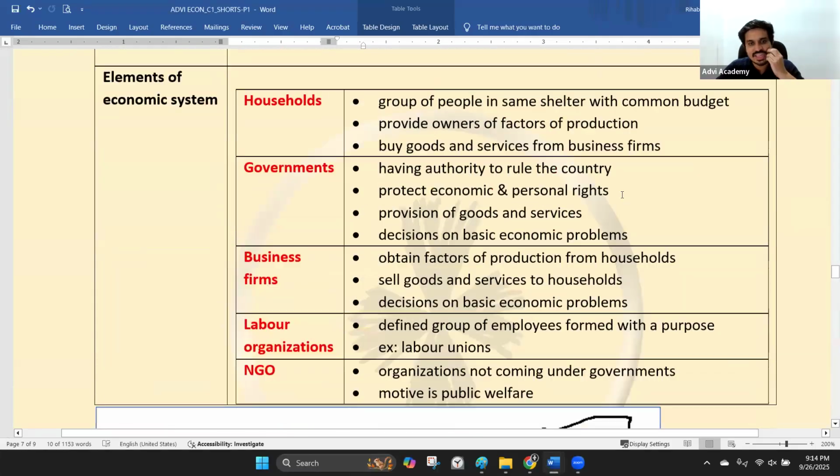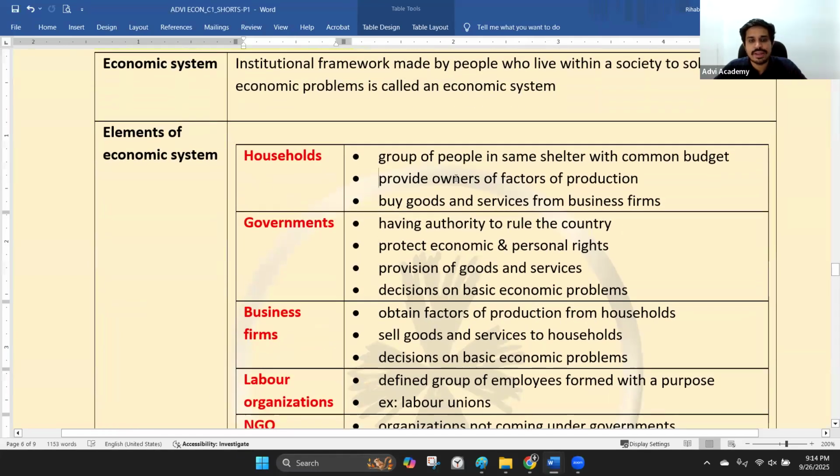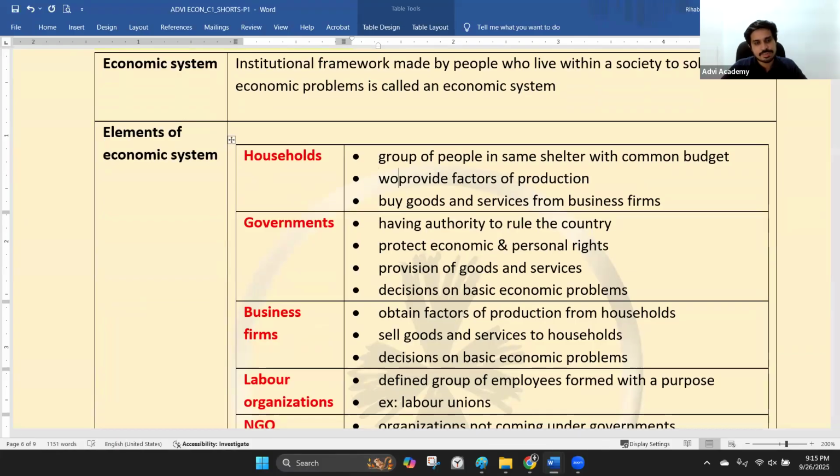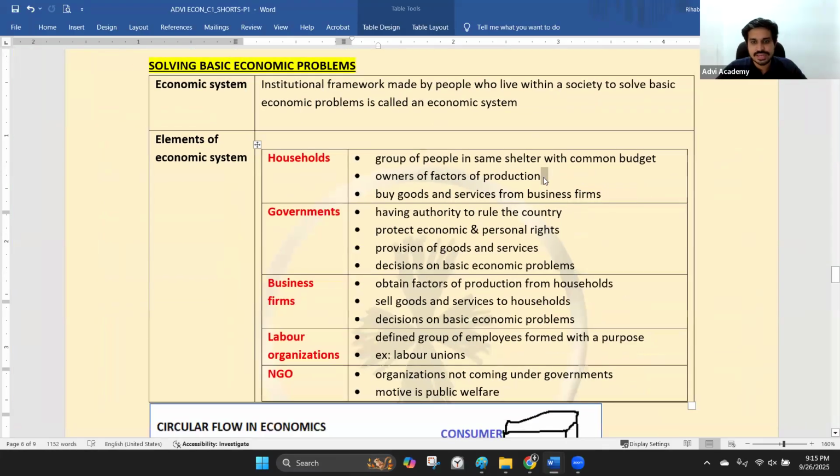There was a comment saying, okay, this households, good point, this says provide owners of factors. Remove the owners part, you can just say provide factors of production, or owners of factors of production. Let's just keep the owners part. Owners of factors of production. Remove the provide. Take a screenshot of this. I just made a small edit in the households part. So they are the owners of factors of production and they buy goods and services. These guys obtain factors of production and sell goods and services. Okay.